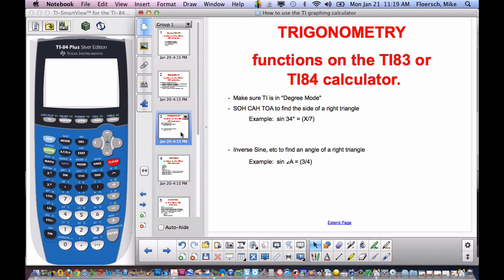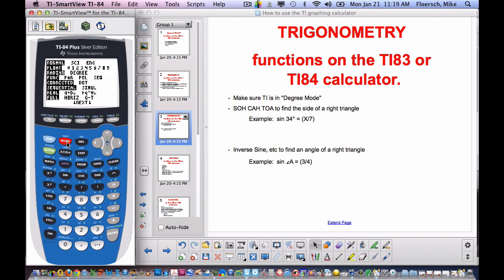Next, let's move on to trigonometry functions on the TI-83 or the 84. First thing you want to do is make sure your calculator is in degree mode. So I'm going to go over here to mode, and I'm going to go down and highlight degree. I hit enter. It highlights it and blackens it in. Now we're set to go. Now do second quit, because it's in degree mode.